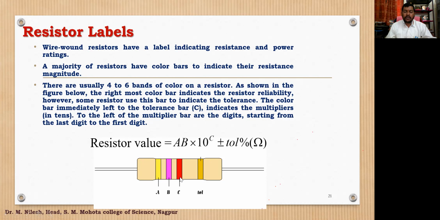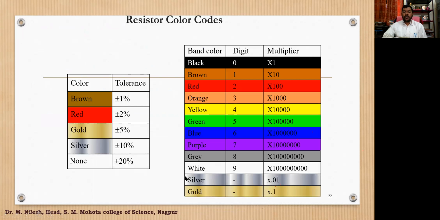If you need to calculate the value of that resistance, what we need to do is write AB, and multiply by 10 raised to the power of the third band, that is C. Now, what are the values of these bands? That is what we need to know. For that, we have the color coding of the resistances. So these are the color codes of resistances.